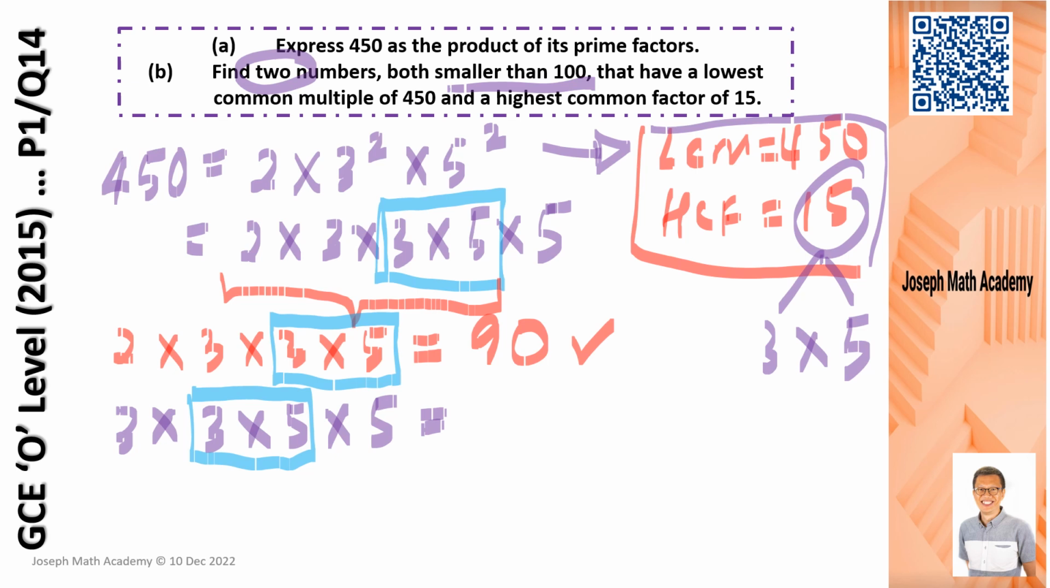Now, if HCF is 15, then will this give us the answer? 3 times 3 times 5 times 5. Now, 3 times 3 times 5 times 5, what does it give you? 225.